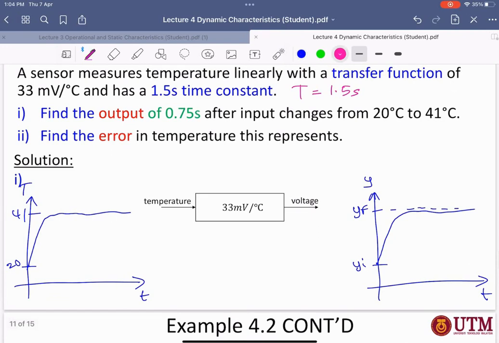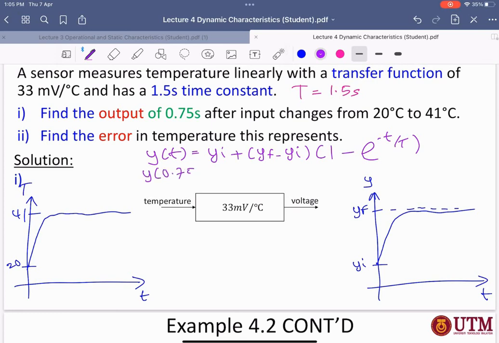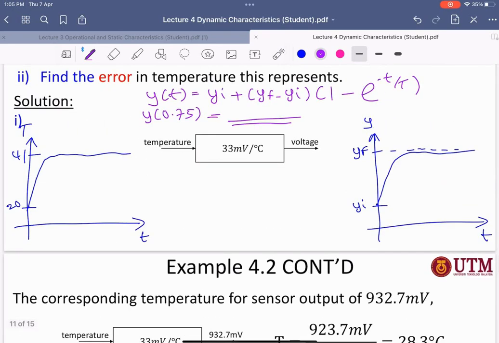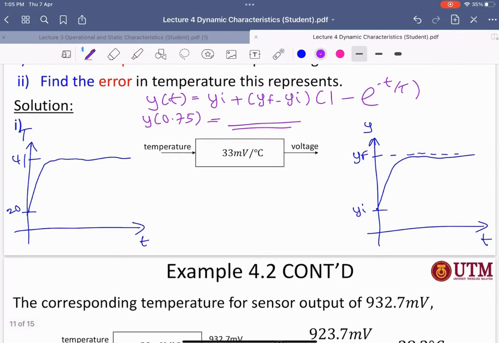And then we know the formula will be Y(t) equals Y initial plus Y final minus Y initial, times 1 minus e to the power of minus t over the time constant. So the question is to find the output at 0.75, that means find Y at 0.75 second. So it will be quite easy. What you need to do is find the Y initial first.